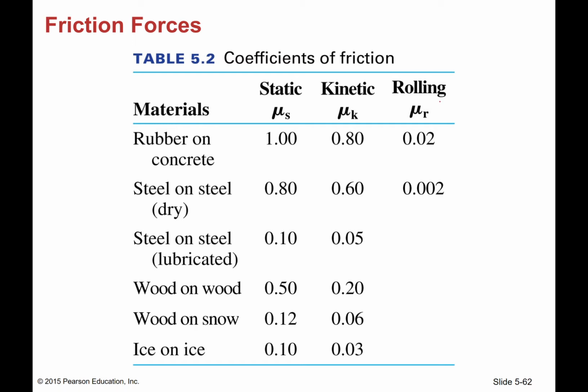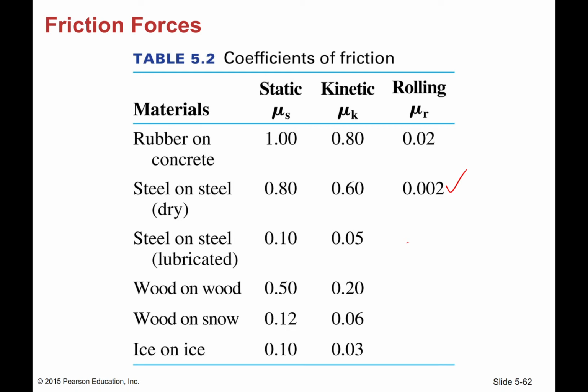So here are tables for friction forces. The friction coefficients that I mentioned depend on the surfaces that are in contact. For instance, if you have rubber on concrete, like in cars, the static friction coefficient is 1, the kinetic friction coefficient is 0.8, and the rolling friction coefficient is 0.02. If you have steel on steel, dry, then this is 0.8, 0.6, and 0.002. Steel on steel lubricated is 0.1, 0.05, and this is very small, you don't even count it.